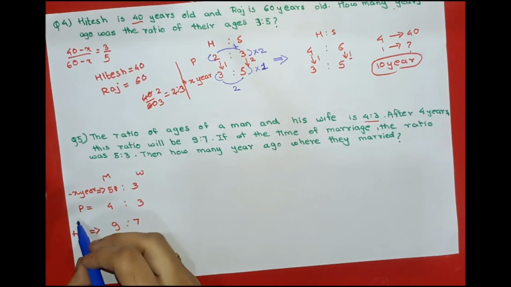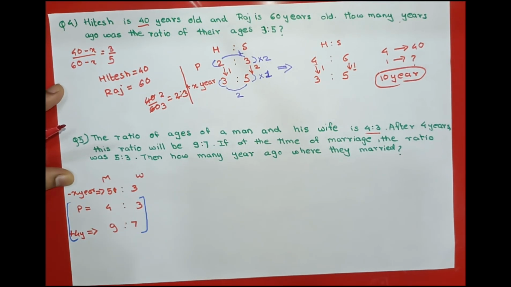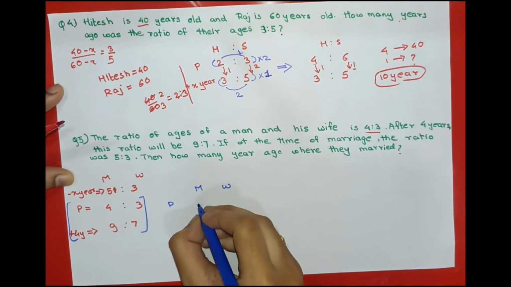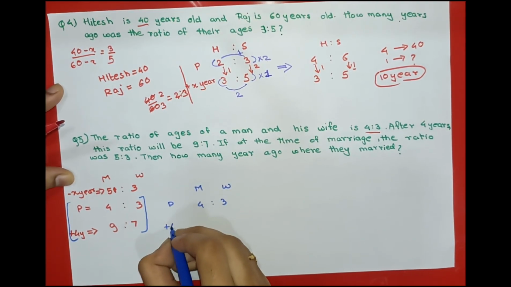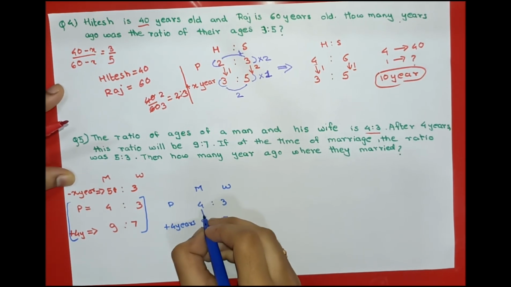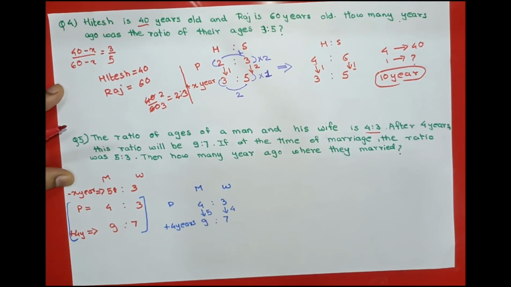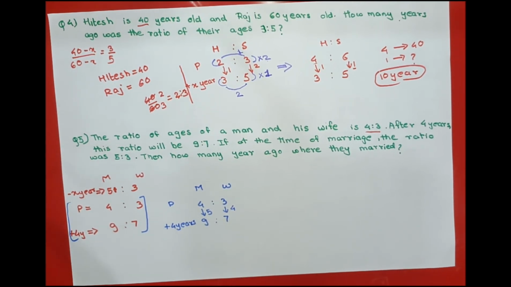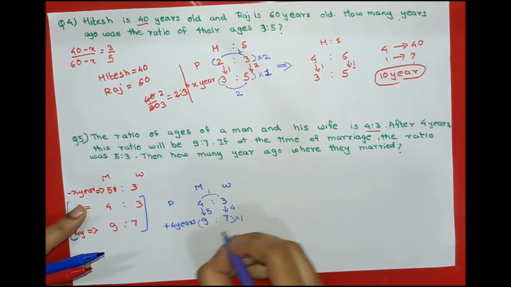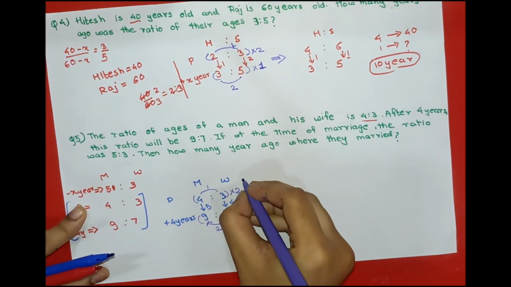So let's first solve this portion and try to find out the present age of one of the persons. So this is the man and his wife. The present ratio is 4:3, and after 4 years the ratio is 9:7. Check the difference. Here the difference is 5, and here it is 4. So if the difference is not the same, what we do is take the difference of the above terms, here it is 1, and multiply it with the below terms, and take the difference of the below terms and multiply it with the above terms.